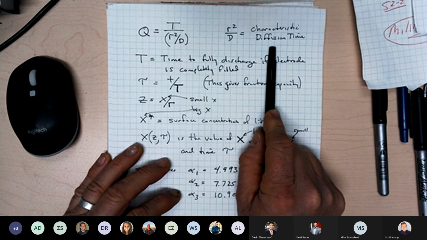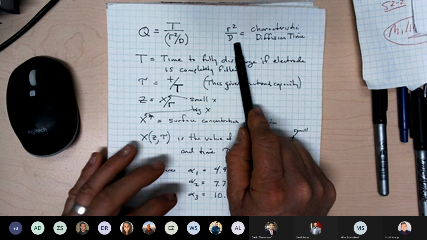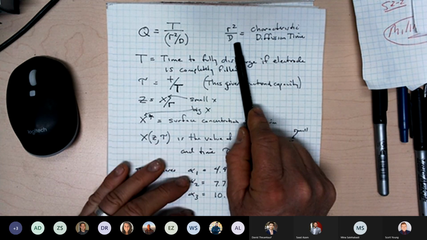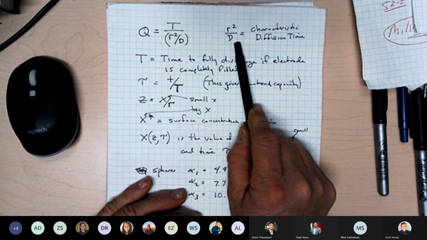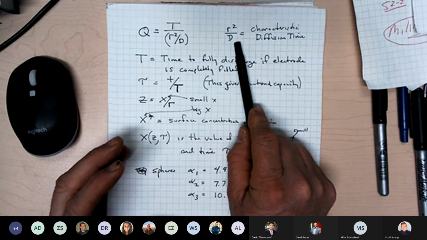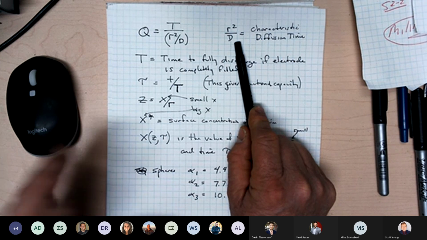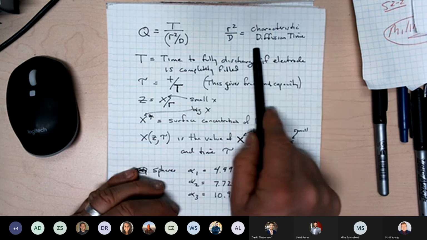So what it means is, if you work out R squared over D for the particle that you're talking about, this will be approximately the time it takes, within a couple factors of 2 or 3, for the lithium to diffuse virtually fully from the surface into the bulk. And when you're removing the lithium, the same is true, from within the bulk to outside. So this is your characteristic diffusion time.